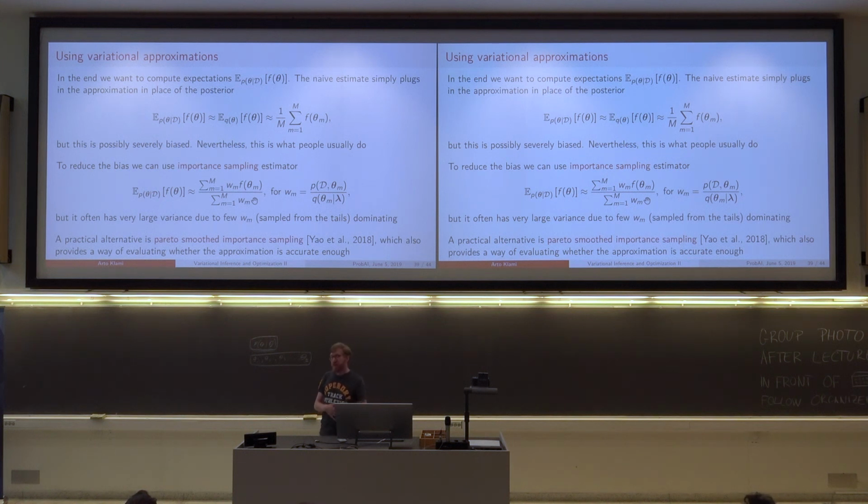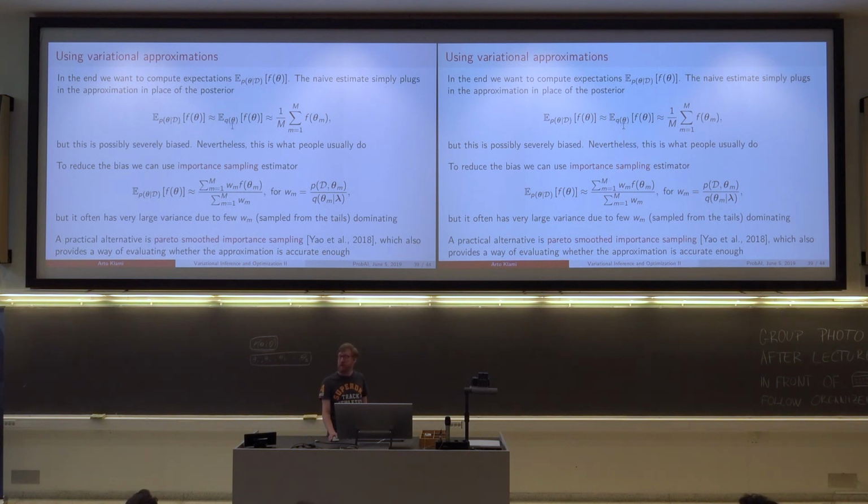And I said that this is easy. You just integrate over your posterior. And in some sense it is. So with variational approximation, what you can do is just plug in your approximation in place of the real posterior.